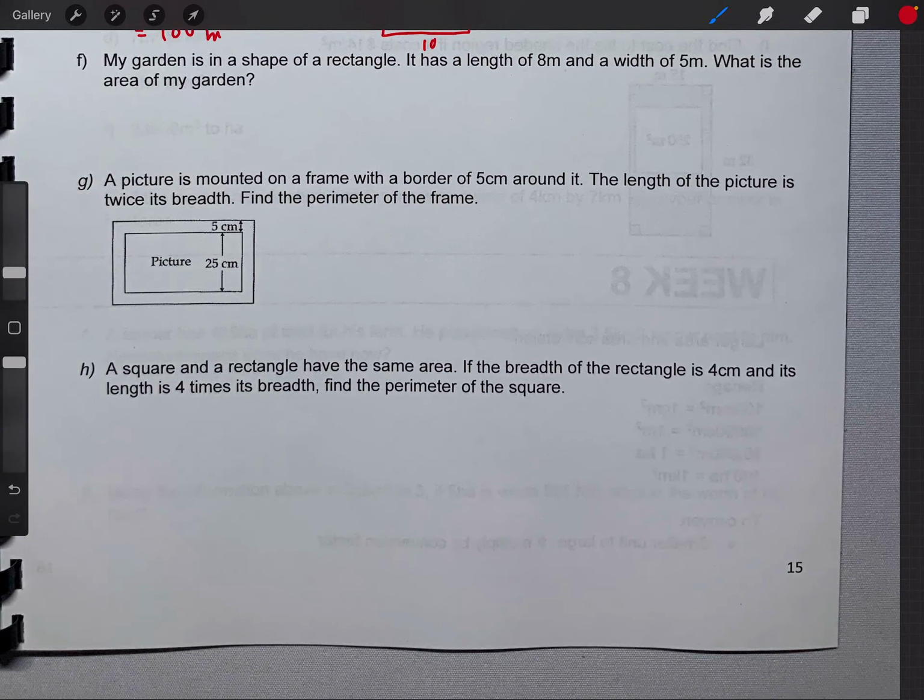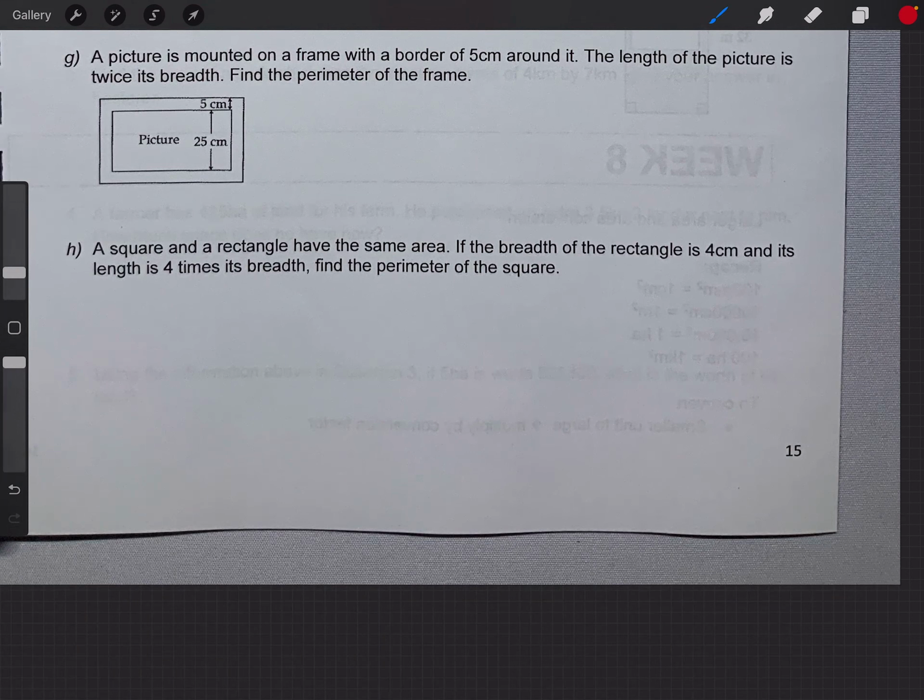My garden is in the shape of a rectangle. It has a length of 8 meters and a width of 5 meters. What is the area of my garden? Oh my god, area. 8 times 5, 40, done. Meters squared.